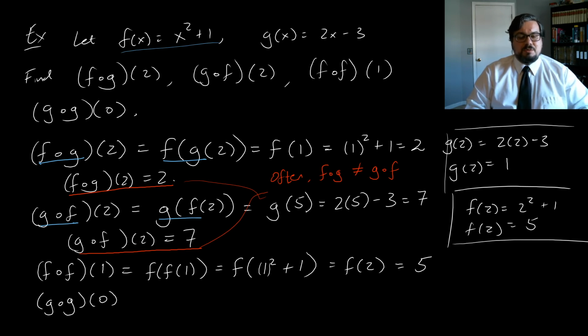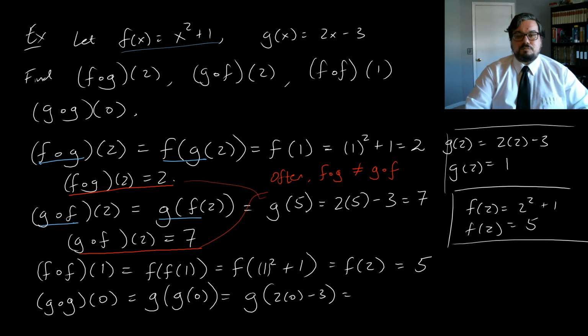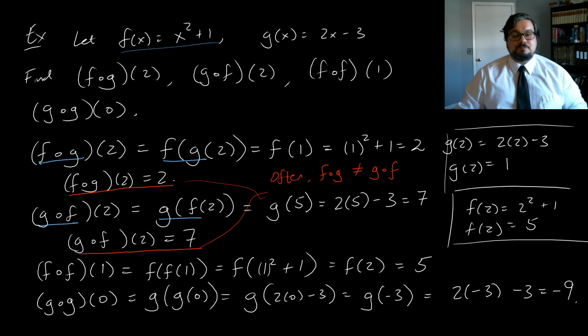Similarly, when we compose g with g at 0, that's g of g of 0. Now g of 0 we can get by plugging 0 into the function g. So we'll get g of -3. And then when we look at g of -3, that'll be 2 times -3 minus 3. That'll be -6 minus 3, which is -9. And so this is how we can evaluate a composition of functions at specific numbers.